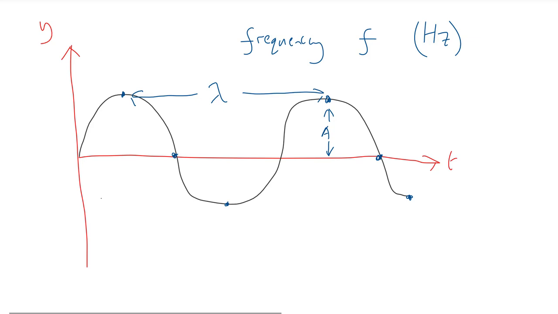This of course also means that it takes 1 over 5, in other words 0.2 seconds, to go from the equilibrium position back to the equilibrium position, in other words to do 1 cycle. This time is known as the period. The period is simply the inverse of frequency. The period capital T is equal to 1 over f, and it tells us the time it takes for this object in this case to do 1 complete cycle.